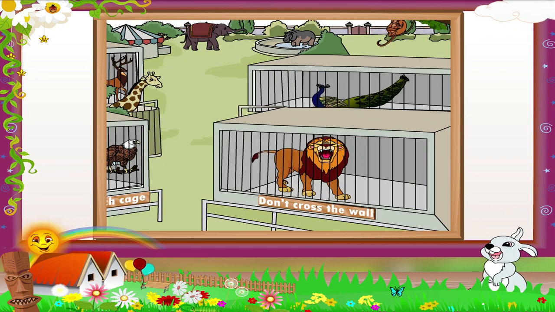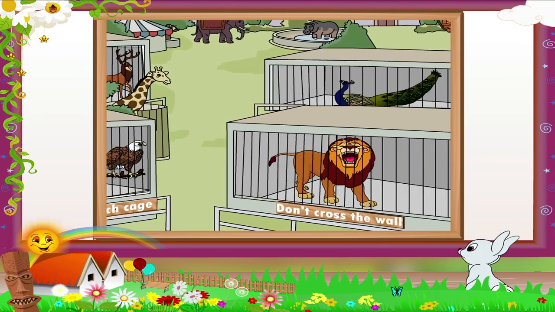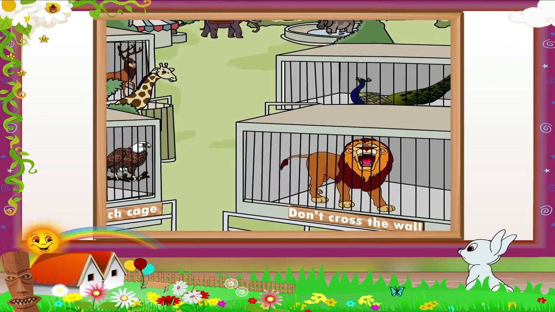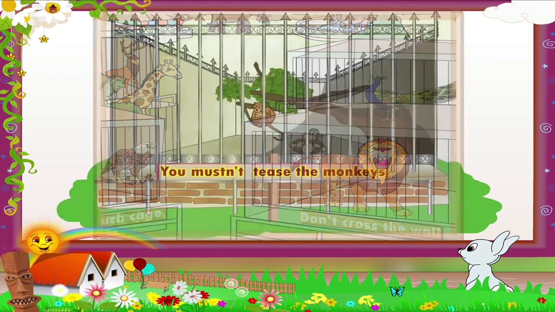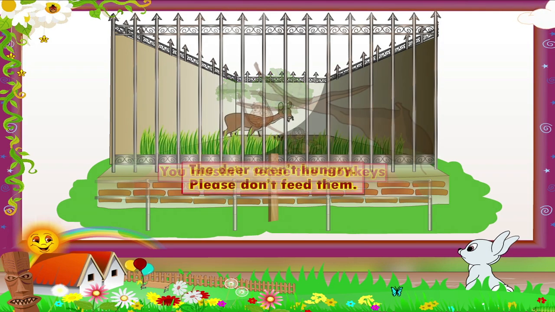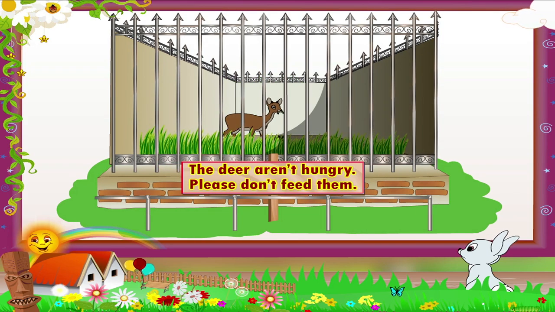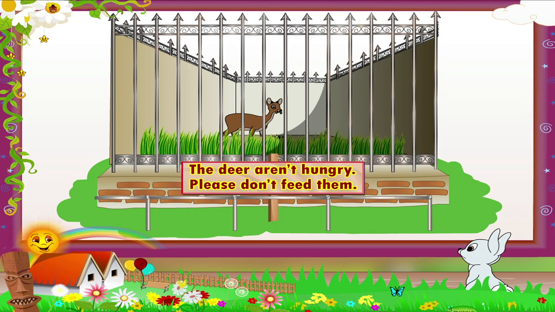Rainbow, here we are at the zoo. Aren't there a variety of animals, Rainbow? Look, each of the cages has a board in front of it. Let's have some fun reading them. You mustn't tease the monkeys. And this one says, the deer aren't hungry. Please don't feed them.